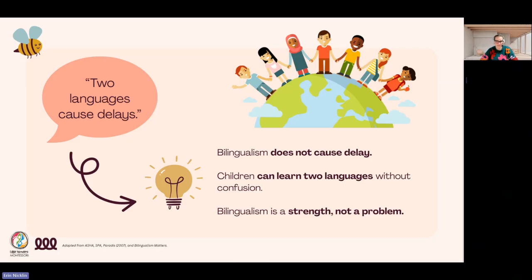Bilingualism does not cause delays, and children can learn 2 languages very successfully. They might spread their words across both languages, but they're not confused and they're not delayed. They've just got skills across 2 languages. In fact, bilingualism is a huge strength for problem solving and thinking as children develop. So please keep speaking your home languages at home.